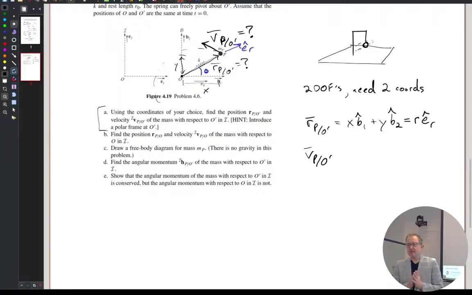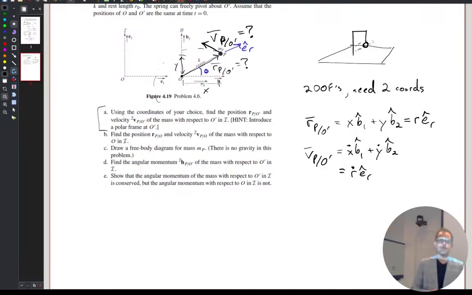So if that's our position, what is velocity? What does that look like? Could you take the derivative? Yeah, r dot. So we could say it's just x dot plus y dot along those two directions, and that's exactly the same as r dot e_r. Is that all we need?